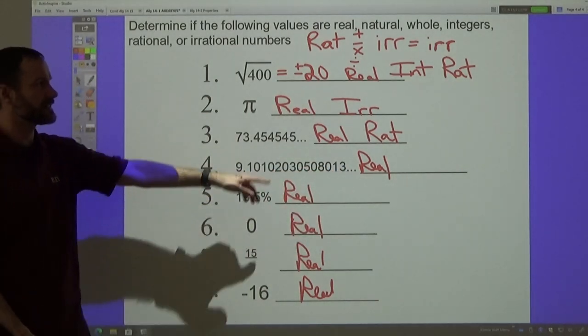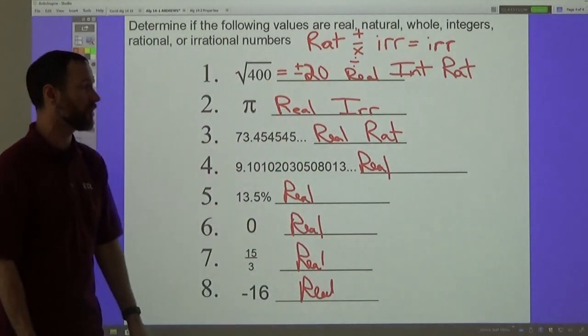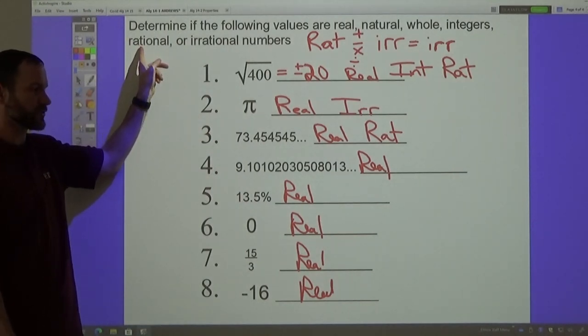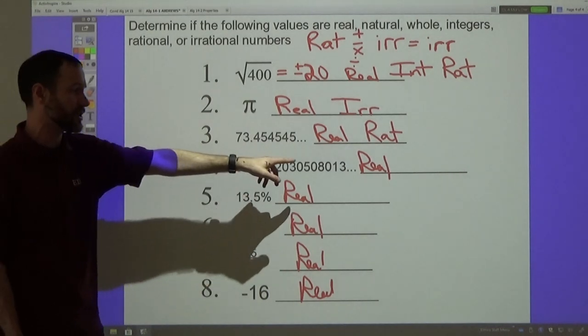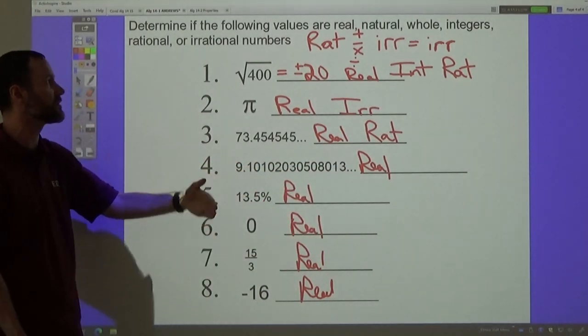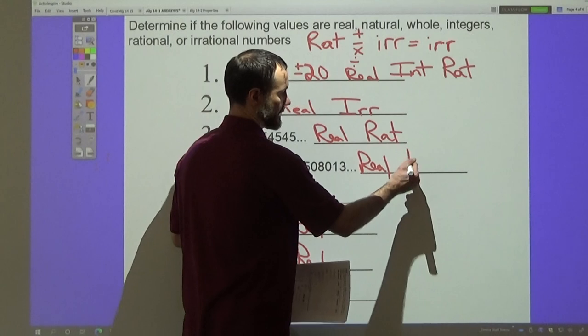9.10102030508013. I don't see, it's a decimal, so it can't be natural, whole, or an integer. I can't use a repeating symbol anywhere, so it's not rational because it's not repeating. It doesn't terminate because the dot, dot, dot at the end means it goes on forever. This has to be irrational.